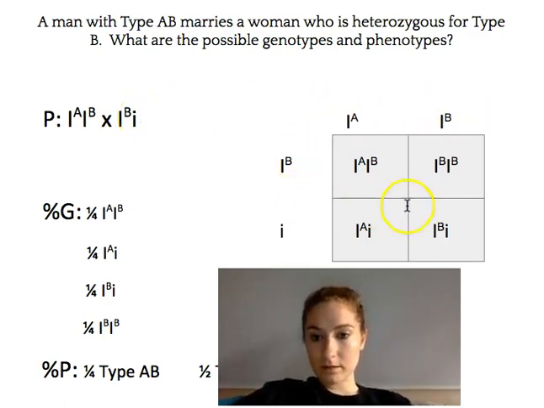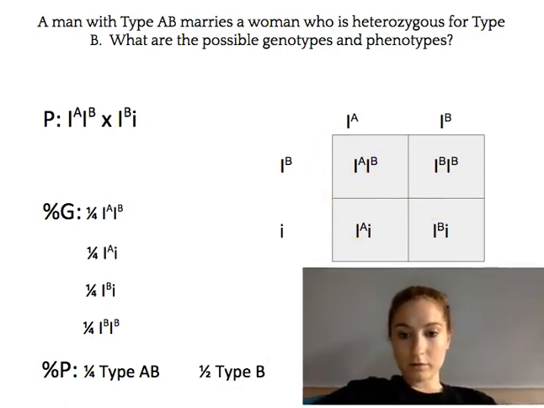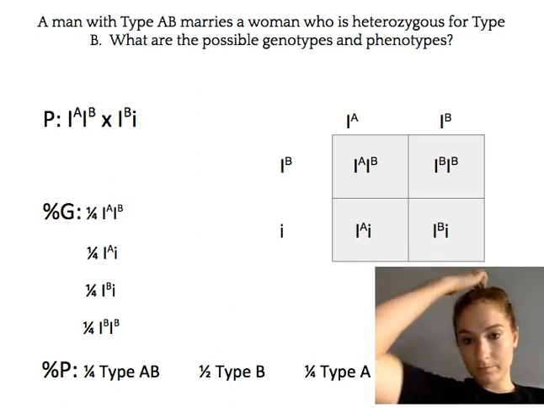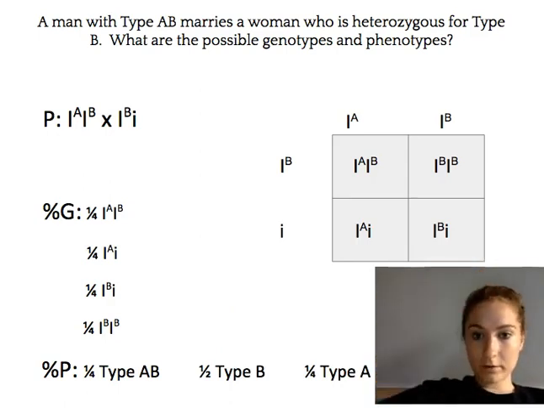So then you plug that in, you cross them the same way we did the last one, and you are going to get 1/4 AB blood, 1/2 type B blood because the big B is going to take over the little i, and then 1/4 A blood.